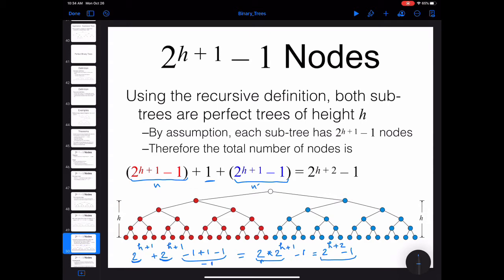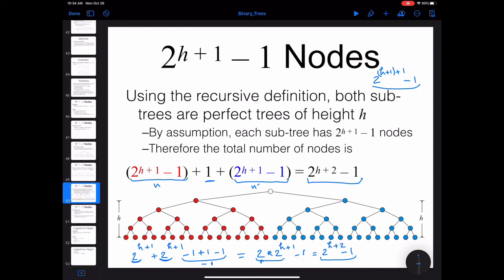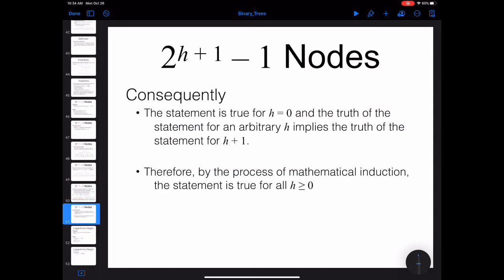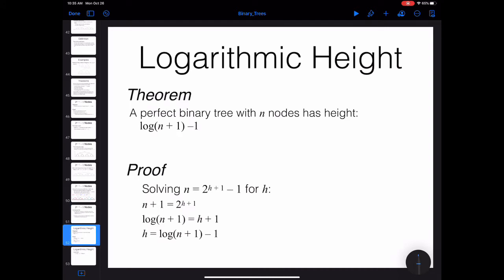This is telling me that for a tree of height h plus 1, what is the number of nodes? The formula was 2 power the height plus 1 minus 1. This is exactly this formula. So we proved that the number of nodes in a perfect binary tree of height h is going to be 2 power h plus 1 minus 1. So from this, I can use this theorem to prove the next theorem.